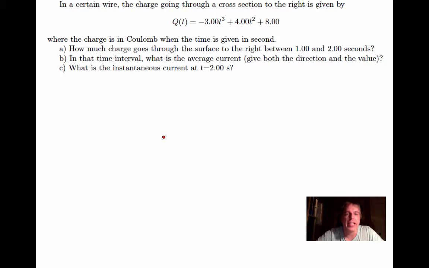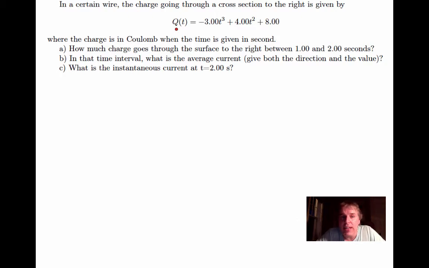So let's just do a quick example. We're told that you have a certain wire, and the charge going through a cross section to the right is given by this function of time. This is the charge at any time going to the right in that section. Now if you look at this equation, there are no units shown anywhere. So actually this is not strictly speaking correct, because you must be told what the units are. We could write the units in the equation, but then the equation looks really ugly.